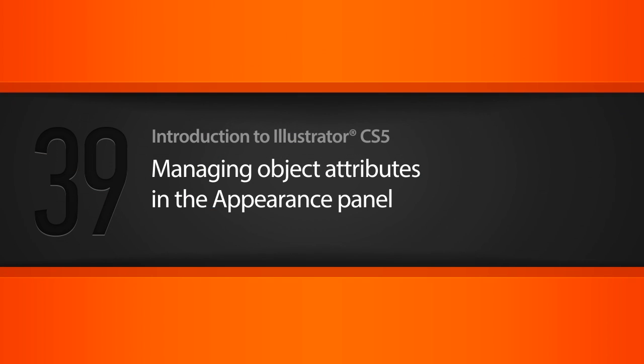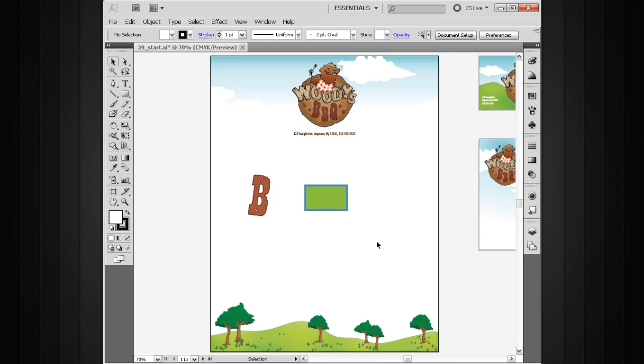In this lesson, we'll learn how to manage the appearance attributes of an object using the Appearance panel. Now, if you remember early on in this course, we talked about objects in Illustrator can have three types of appearance attributes applied to them. They can have strokes, they can have fills, and they can have effects.